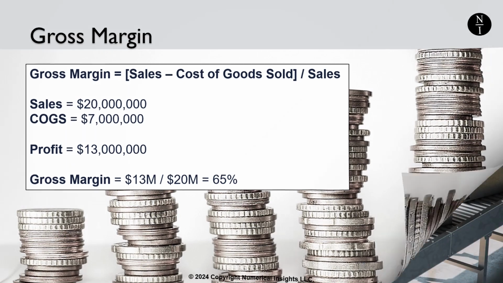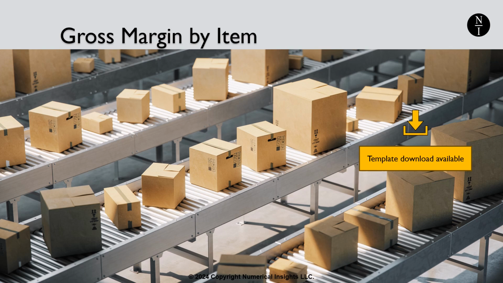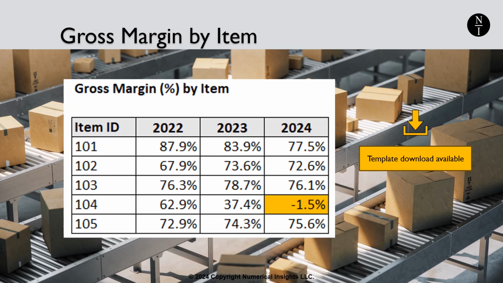To look at the gross margin in detail, we can calculate a gross margin percent for every item the company offers. Let's look at 5 items just as an example. In reality, I tend to work with over 100 items. What can we tell from the values in this table?